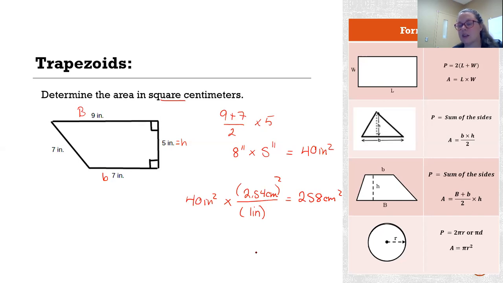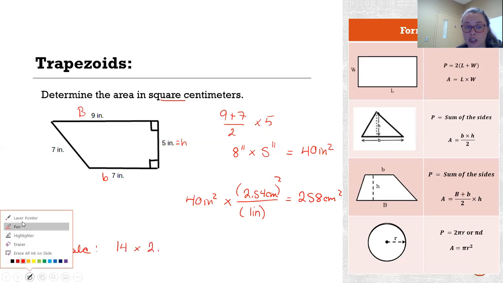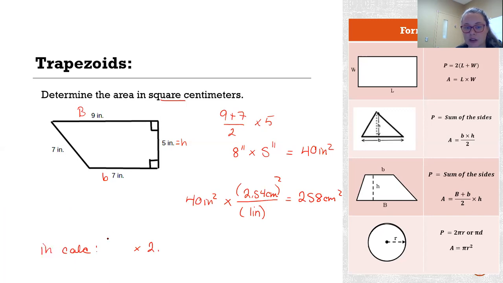All right. Now, when I put this in my calculator, I type 40 times 2.54 squared equals. Okay, so that's what it looks like in my calculator, so you don't see that fraction part. Sometimes that can simplify things a little bit for you.